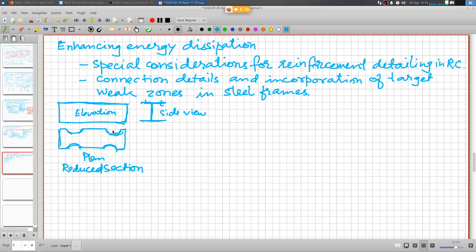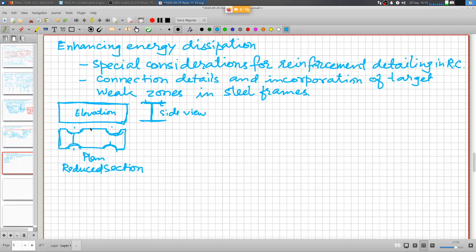And the moment capacity at these points is the minimum. So the flexural strength of the beam is minimum at this point, wherever you have the maximum reduction. Accordingly, the plastic hinge initiation would happen at this point, and the joint and the column would be spared. The plasticity, inelastic deformations would begin to accumulate at these two points. And that is the basic idea of creation of a target weak zone in steel frames. That's how we ensure ductile failure of the flexural system.